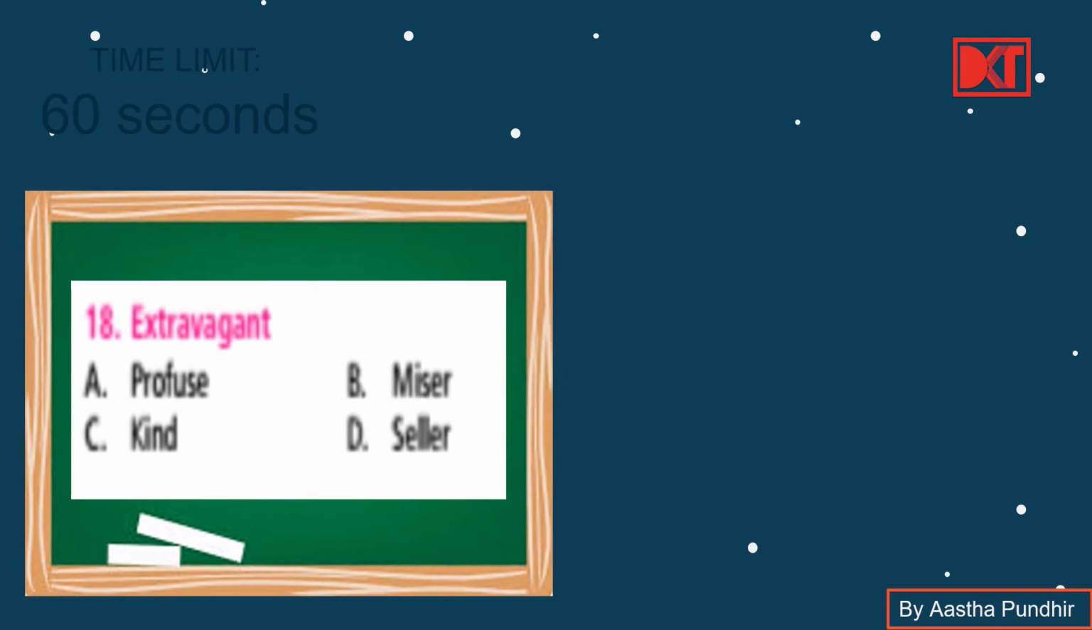Alright, the next word we have is extravagant. Here the options are profuse, miser, kind and seller. Now the antonym of extravagant is miser. Miser, as I told you, is someone who saves a lot of money. Extravagant is someone who has no restraint in spending money or resources. Alright, now profuse is an adjective. Again, it could be a synonym of extravagant. Kind also could be a synonym. Seller also could be a synonym. Okay.